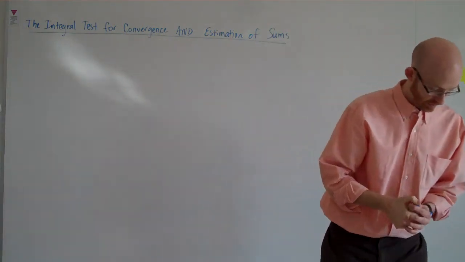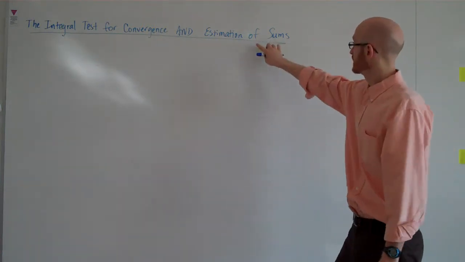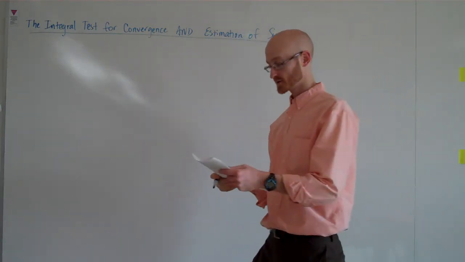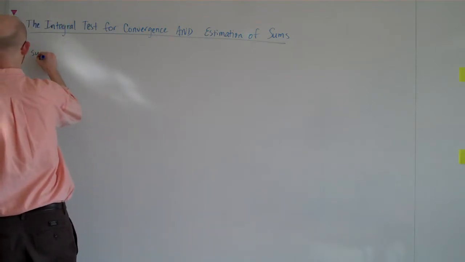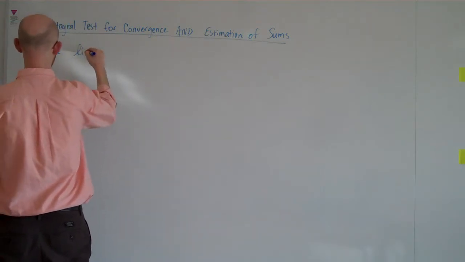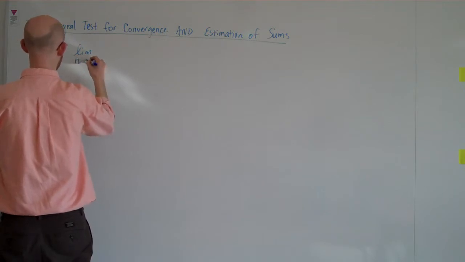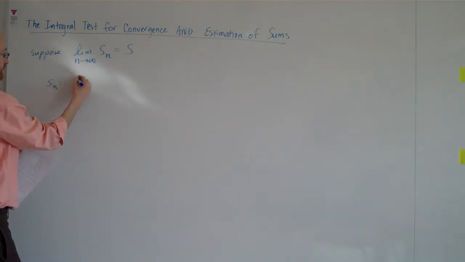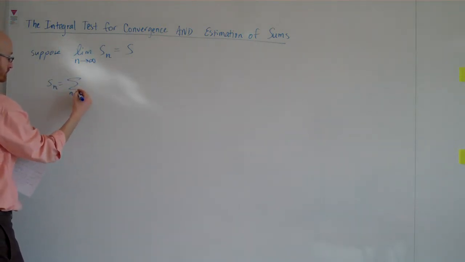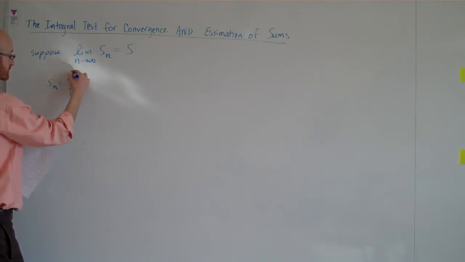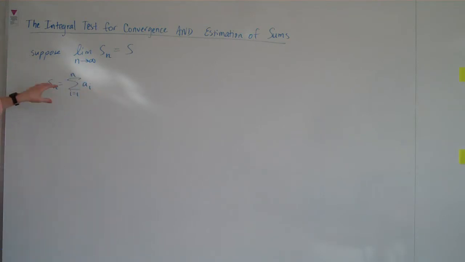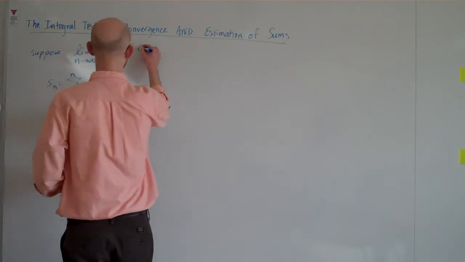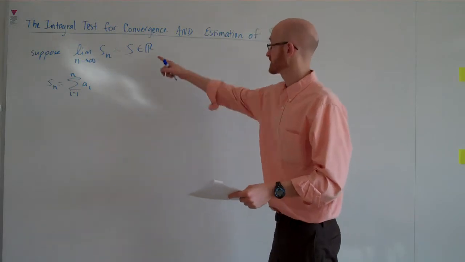More to come. One thing we can use the integral test for, though, is estimation of sums. Okay? So let's suppose that the limit as n approaches infinity of s sub n is equal to s. S sub n, by the way, I'm saying is equal to, change my variables, the sum from i equals 1 to n of a sub i. So it's the nth partial sum. If you let n go to infinity of the partial sums, let's suppose that it goes to some s value. In other words, that it's convergent.